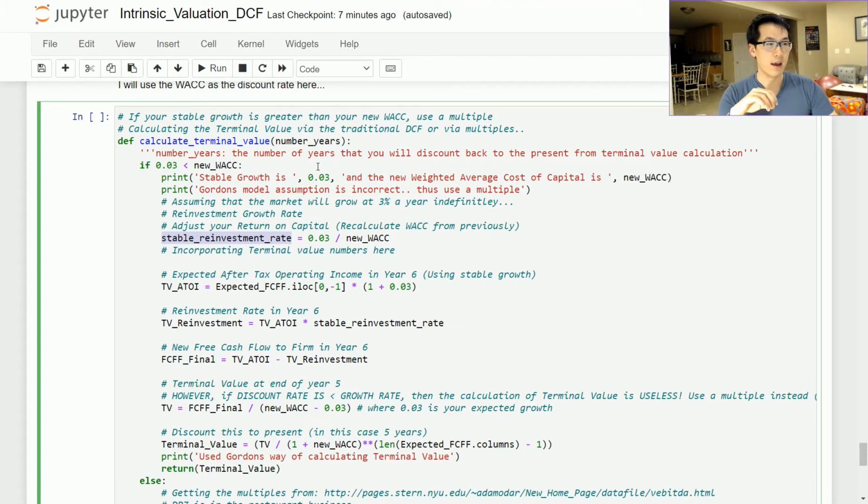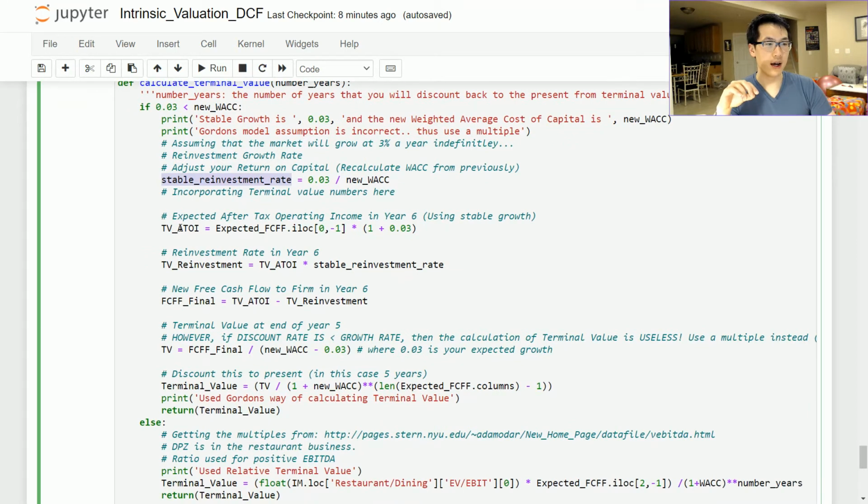Okay, so assuming that the stable growth is 3%, I calculated the stable reinvestment rate. So my new WACC, the new weighted average cost of capital, which I explained a little bit earlier, is what my in-perpetuity value is going to be for the discount rate. And I'll be dividing my growth by my new weighted average cost of capital, and that's my stable reinvestment rate, which I will just multiply by your expected cash flows, which I will do down here. But I'll explain that a little bit later.